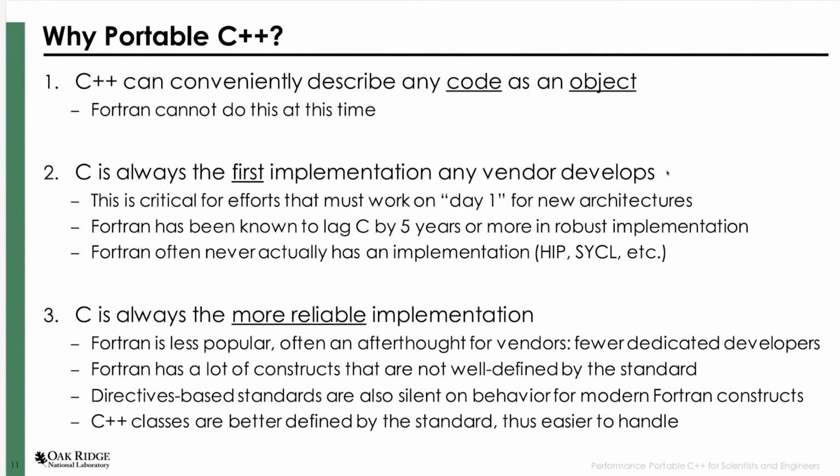So if, in my case, I'm on the hook to ensure that the E3SM MMF code works day one on Frontier. That's my job as a liaison for the E3SM project under ECP and under Insight as well. So I want to use the technology that I know will work on day one. Fortran has been known to lag C implementation in terms of robustness by years or decades, honestly. It depends on the features that you use, of course. And in some situations, Fortran doesn't actually have an implementation like HIP or SYCL or something like that.